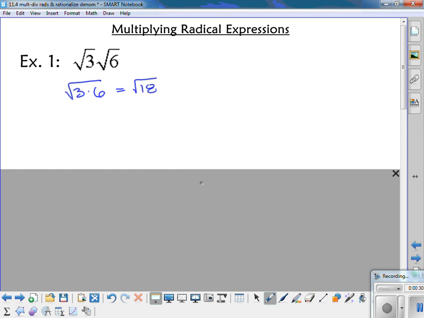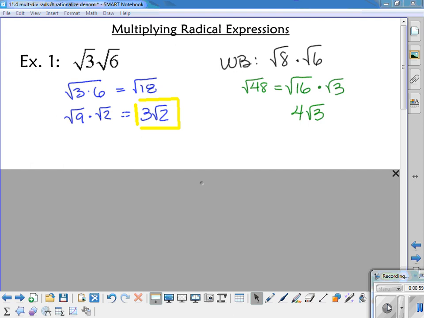Is there a perfect square that goes into 18? 9 does, yeah. So we're going to break that into 9 times 2, and so we end up getting 3 root 2. So on your whiteboards, I'll have you guys do this one. Square root of 8 times the square root of 6. Okay, so the answer was 4 root 3.